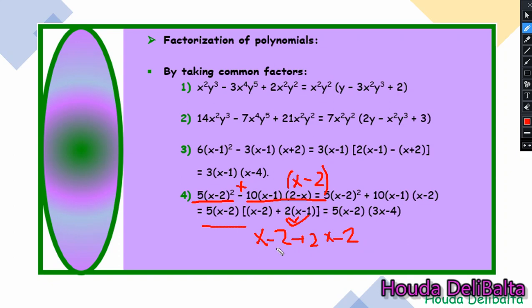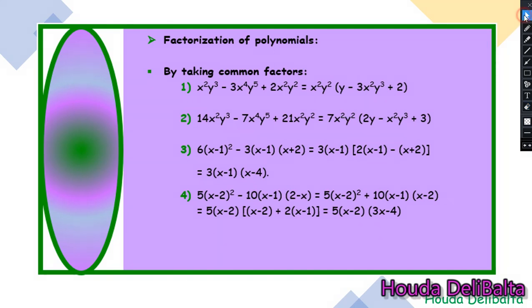Now adding these, reducing them, I have to get 3x minus 4. So finally I will have the factorized form in the form of a product of factors that are 5x minus 2 and 3x minus 4. So 3x minus 4 comes from adding x and 2x, which gives 3x, minus 2 and minus 2, which gives minus 4. So this is about factorization by taking common factors.